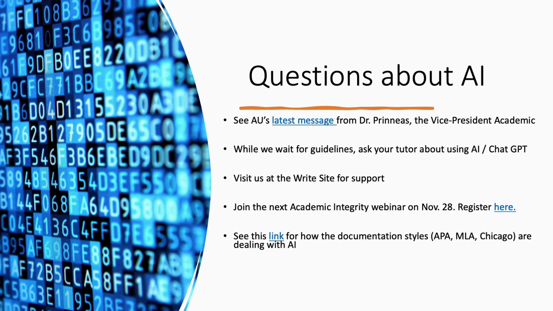This is a link for how the documentation styles, so APA, MLA, and Chicago, are dealing with AI. And as Dr. Prinius says, AI should never be the author. The student remains the author.